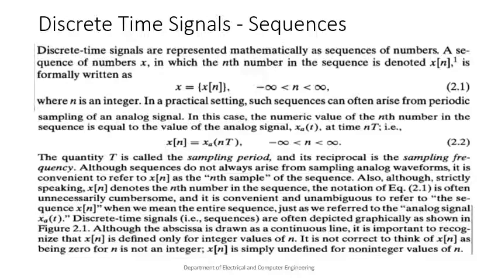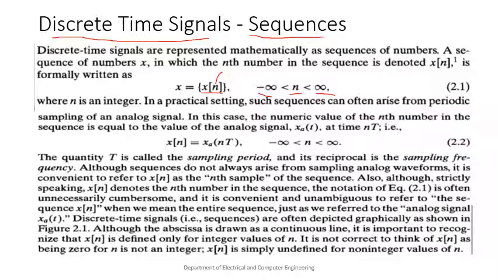Okay, so in this slide we will talk about the mathematical representation of discrete time signals. We also call them sequences. Discrete time signals are represented mathematically as a sequence of numbers. This n is the sequence number, which goes from minus infinity to infinity. So this represents x of n, meaning the nth number. In a sequence of numbers x, the nth number in the sequence is denoted by x of n.